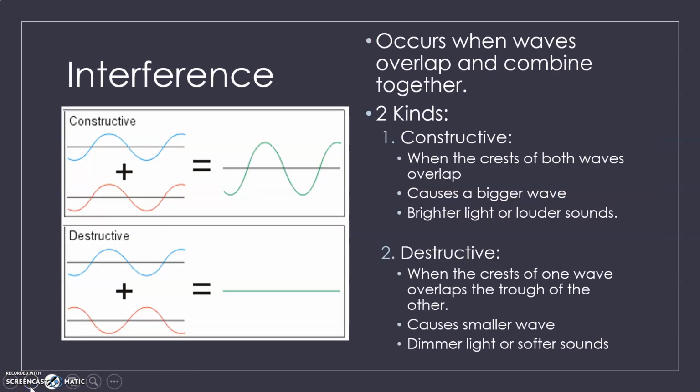And then we have interference. This is what happens when waves come together. There are two types of interference: constructive and destructive. Constructive means that the crests of both waves overlap, and that's going to cause a bigger wave. So if we have a wave here, we see that the crest and the crest, trough and the trough, crest and the crest are in the same location, so it's going to cause a bigger wave to occur. That crest and the crest are going to overlap, causing it to become bigger. The trough and the trough are going to overlap, and that's going to become bigger.